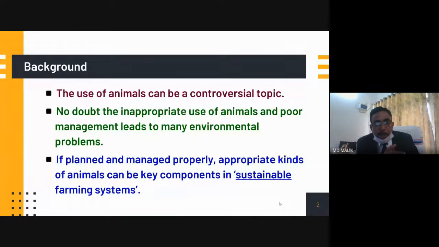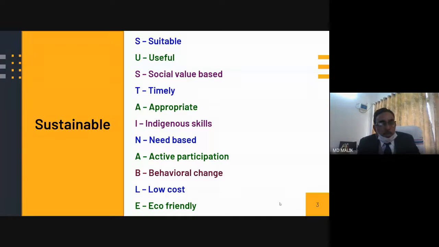So we have to manage all these components, based on animals also, in such a way that we can get a sustainable farming system. I think everybody knows what a sustainable farming system is. When we say sustainable, S is suitable, U is useful for this farming system, then social value, there must be social value. Then we have to use a timely approach, so that we can get a better income. And then appropriate technology must be included, so that it will be useful there.